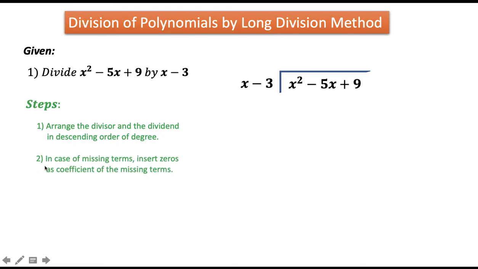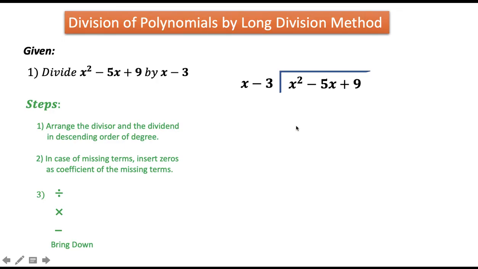In step number 2, just in case there are missing terms, we will insert zeros. But in our given, since the exponents of the variable are arranged consecutively, like 2, 1, 0, and 1, then 0, it means they're already arranged, so there are no missing terms. So we have no problem with step number 2, and we are now ready to follow the guide in step number 3. So we will start with division.